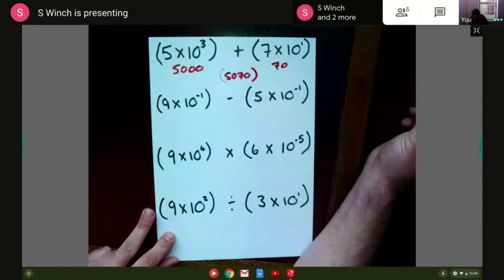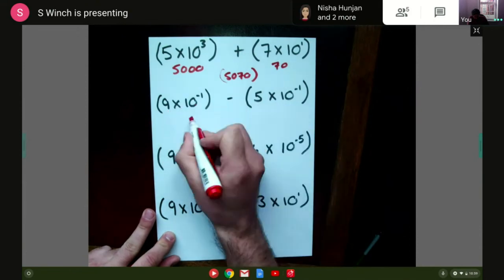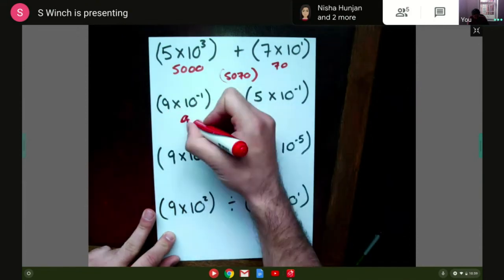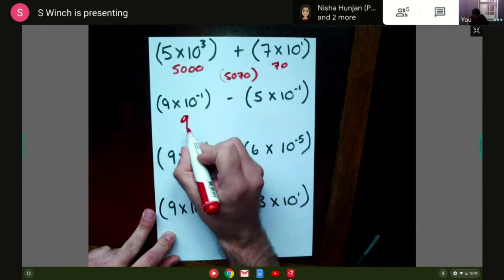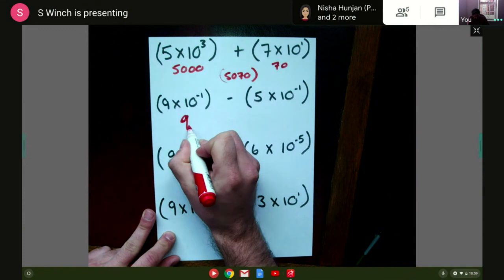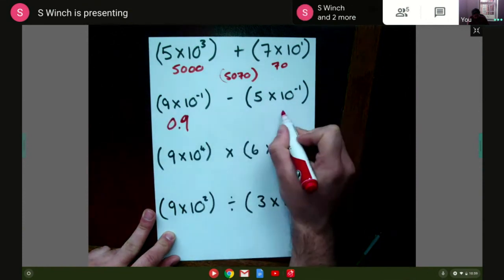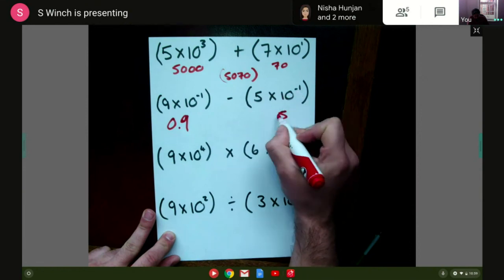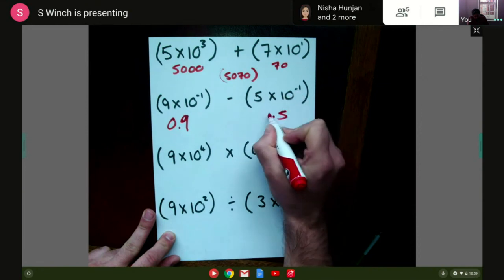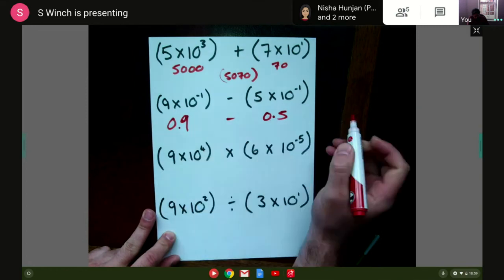Here we've got 9 times 10 to the power of minus 1. Well, as we did earlier with standard form, 9 times 10 to the power of minus 1 means we're going to move our decimal place back 1. So that gives us 0.9. And 5 times 10 to the power of minus 1 means we're going to move our decimal point back 1. What's 0.9, take away 0.5, gives us a grand total of 0.4.